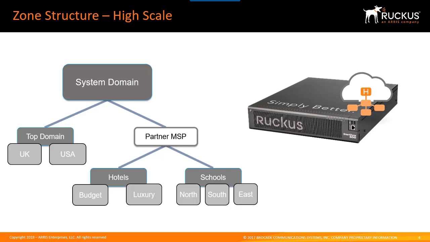Some of the reasons you might want to do this are for different country codes. As you can see here, we have the UK and the USA. Both of these countries have different rules defined in which they can operate. By creating separate zones, you can ensure that any AP that connects through these zones has the appropriate settings for the country that they're operating in.